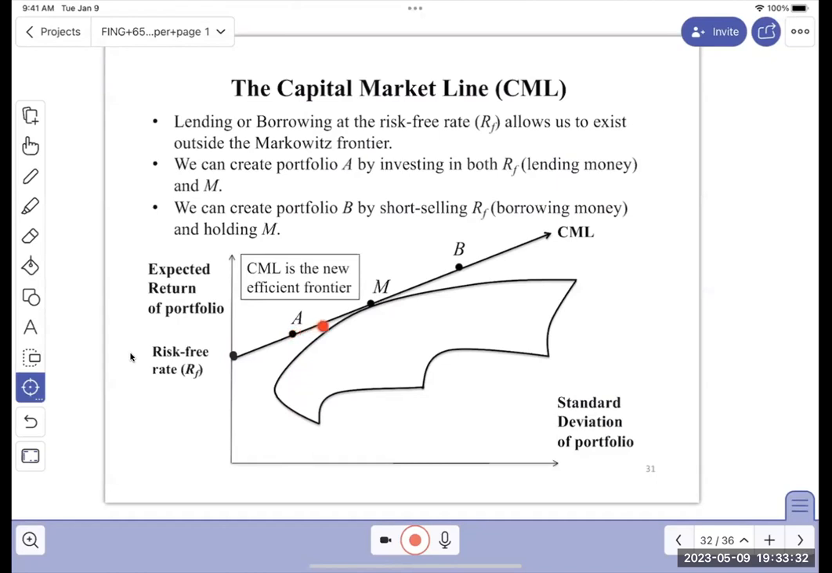Now you might be more of a risk taker, so you want to do this, B. What's B? B is a combination of investing in the market portfolio, but short selling T-bills to put myself beyond the market portfolio. It's a very high risk combination, but it's also a high return. This line here is known as the capital market line, and it is the new efficient frontier. Investors choose where they want to be on this line depending on their risk tolerance.